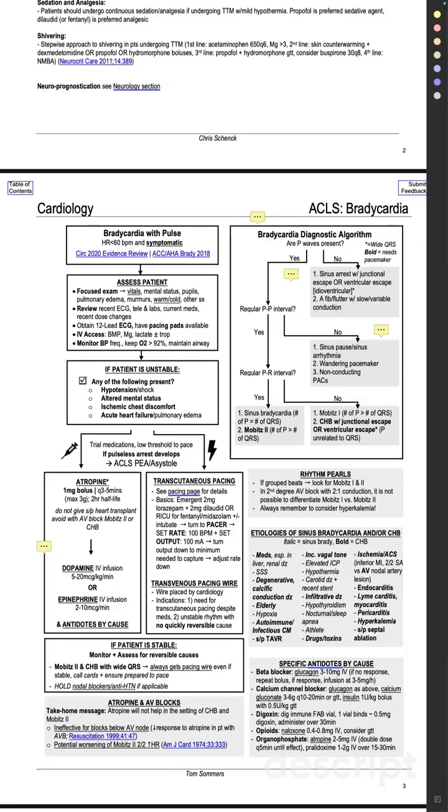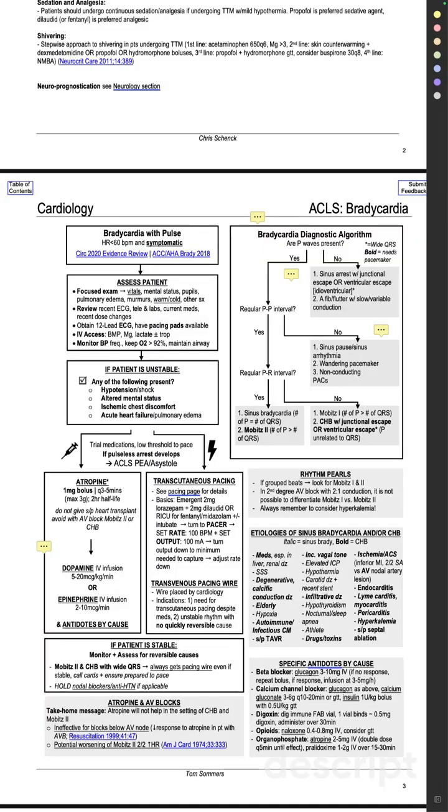You get a 12-lead ECG and have the pacing pads available. Make sure you place them immediately on the patient. And you get IV access. So you draw BMP, magnesium, lactate, and troponin, and you monitor the blood pressure frequently, keep the oxygen saturation above 92%, and maintain the airway.